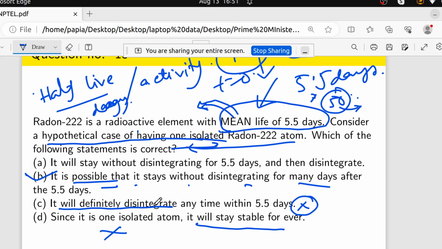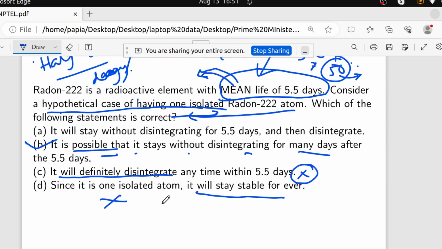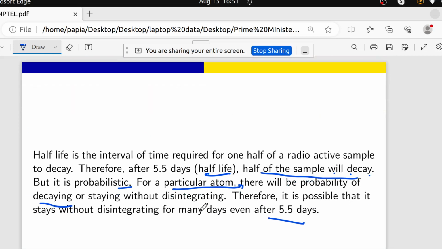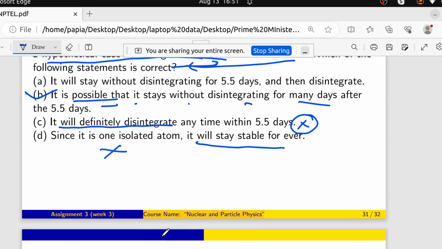Will it disintegrate within 5.5 days, or will it not disintegrate within 5.5 days, or will it stay stable forever, or is there any possibility to decay, or will it stay without disintegrating for many days after the 5.5 days? The second answer will be the correct one, because it is a probabilistic phenomenon. So up to that we have done.